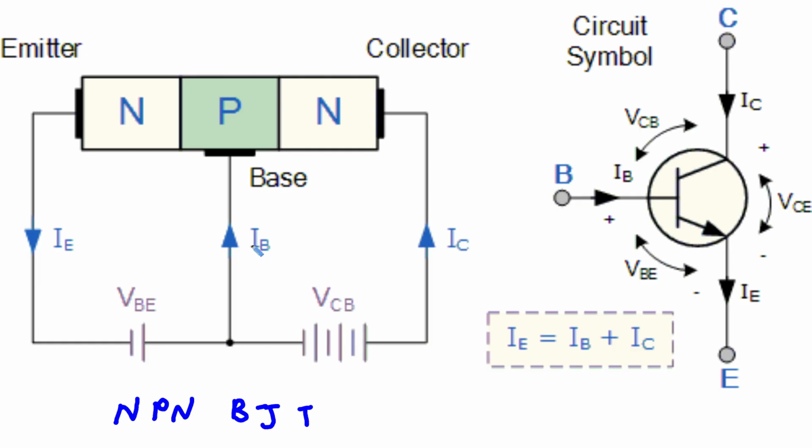Simultaneously, the collector-base junction is reverse biased by the voltage source V_CB. This means a much larger positive voltage is applied to the n-type collector relative to the p-type base, creating a strong electric field across this junction.